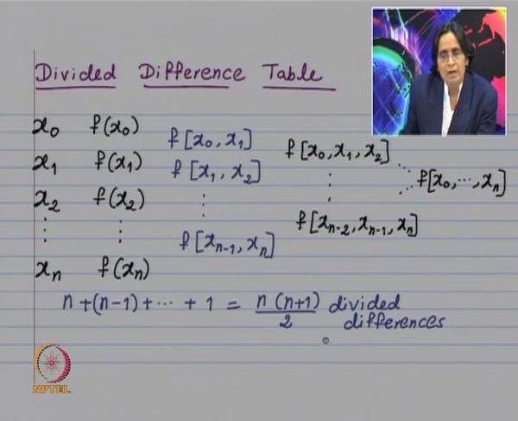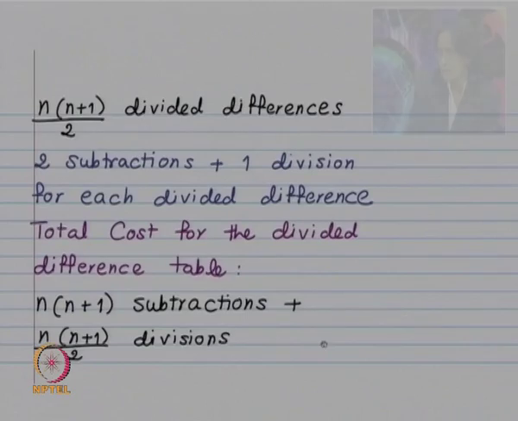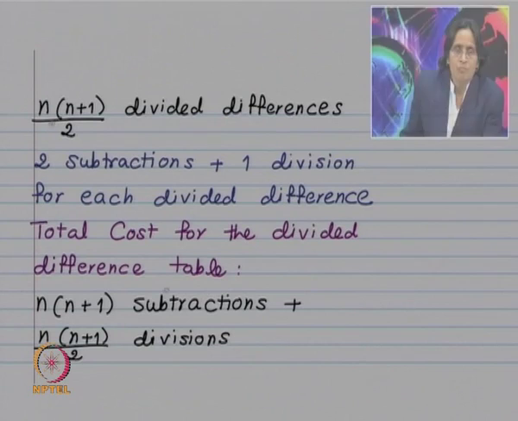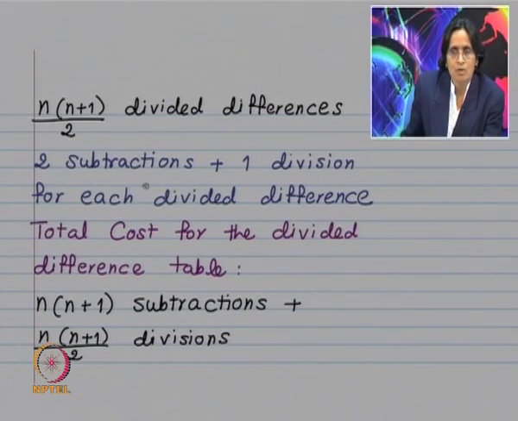For each divided difference we need 2 subtractions and 1 division, and thus the total cost for the divided difference table will be, for each divided difference 2 subtractions and 1 division, and we need to calculate total n into (n plus 1) by 2 divided differences. So, it is going to be n into (n plus 1) subtractions plus n into (n plus 1) by 2 divisions. What is important is the power, so it is going to be of the order of n square.